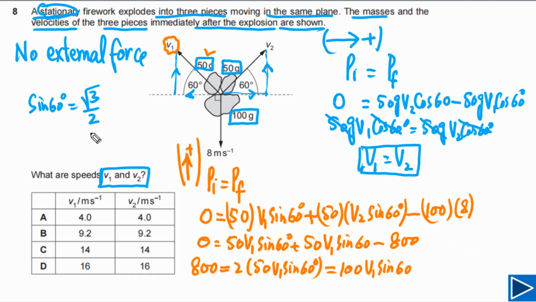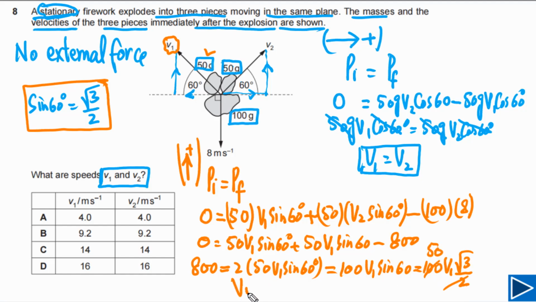But we need to understand that sine of 60 degrees is equal to root 3 by 2. So we can write 100 times V1 root 3 by 2, and this 2 we can cancel with the 100, so we got 50 here. Now we will simplify this for V1. If we simplify this for V1, our final expression will be 800 divided by root 3 times 50, and if we solve this, our final answer will be 9.2.